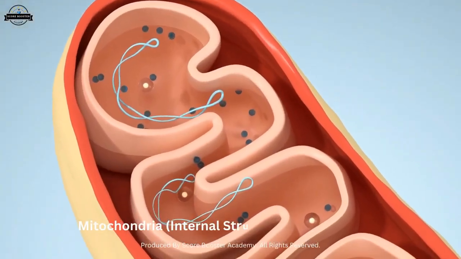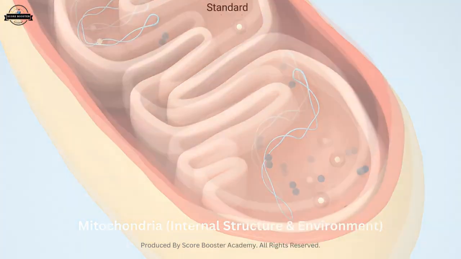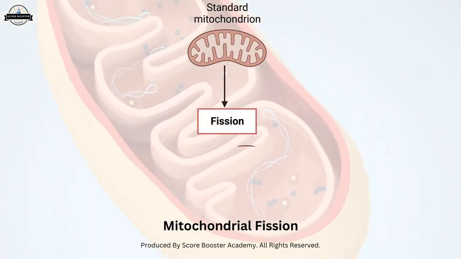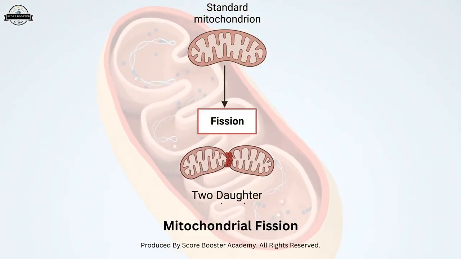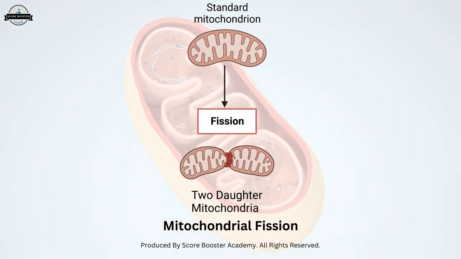Mitochondria are capable of dividing to replicate themselves within the cell. This process, known as mitochondrial fission, involves the constriction and separation of the organelle into two daughter mitochondria. This division is essential for the maintenance and distribution of mitochondria during cell growth and development.